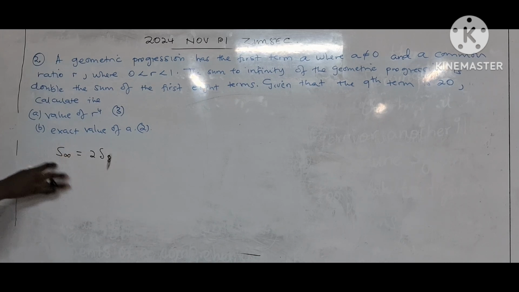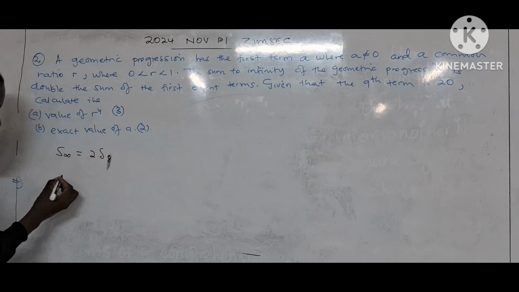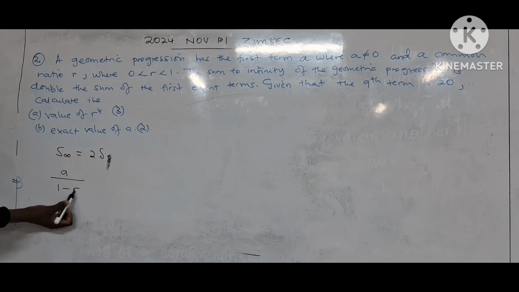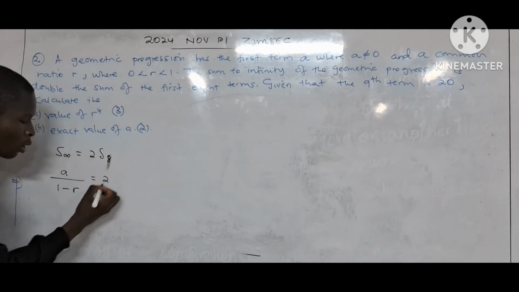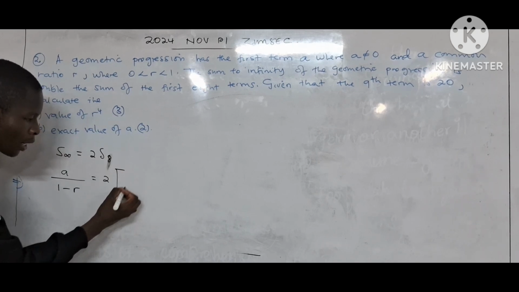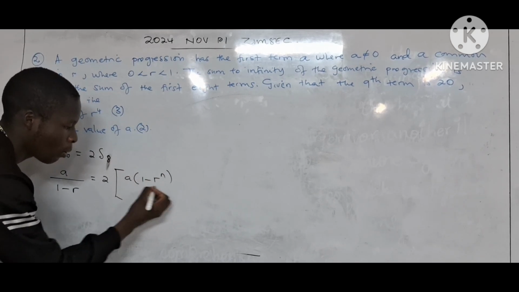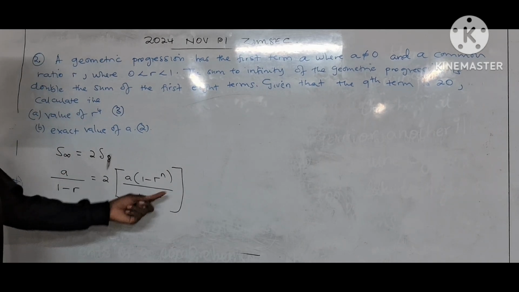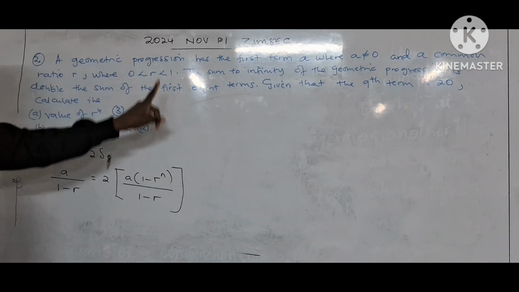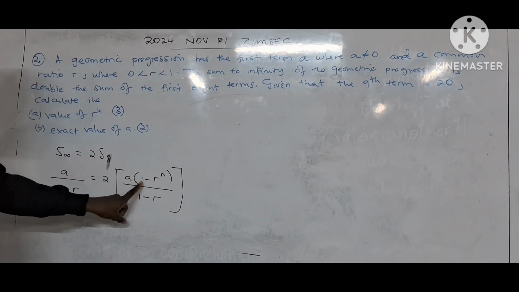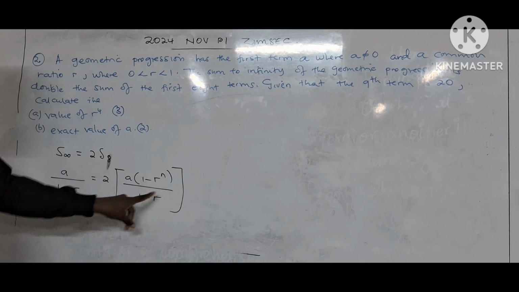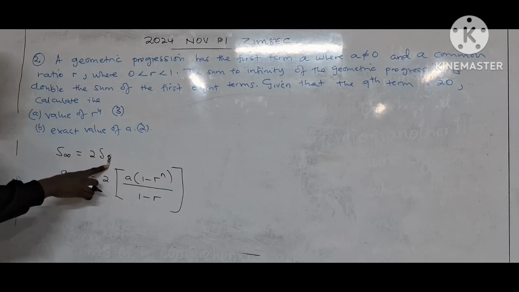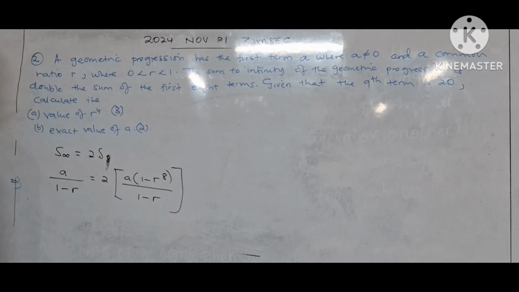How to find the sum to infinity? The formula is A divided by 1 minus R, where A is the first term and R is the common ratio. This is equal to 2 times the sum of 8 terms. This is the formula if you want to find the sum of n terms of a geometric progression: A, open bracket, 1 minus R to the power n, close bracket, everything divided by 1 minus R. In this case, I have 8 terms, so I'm going to put in 8 here.